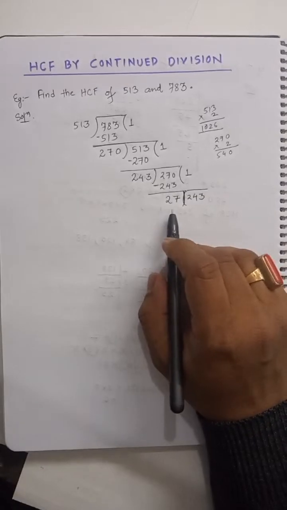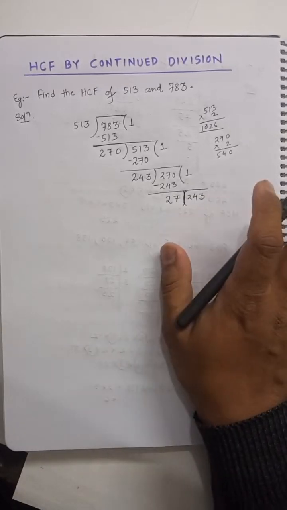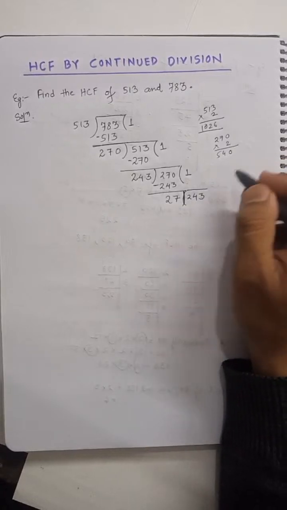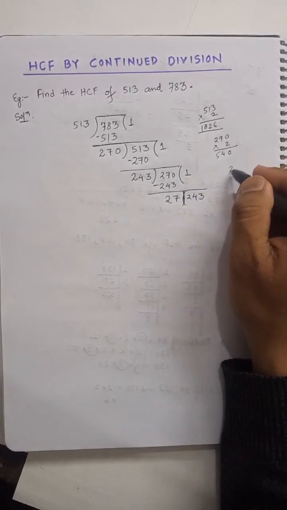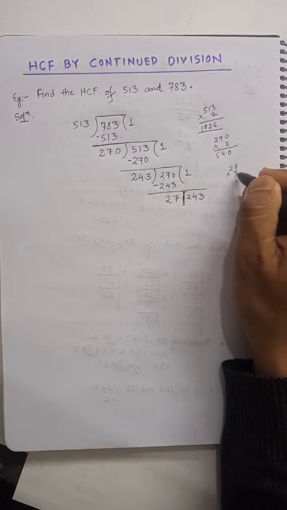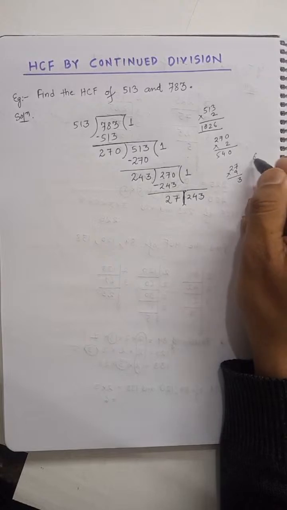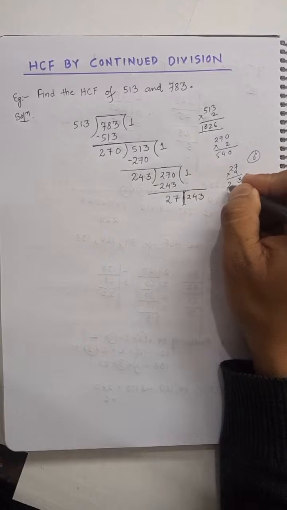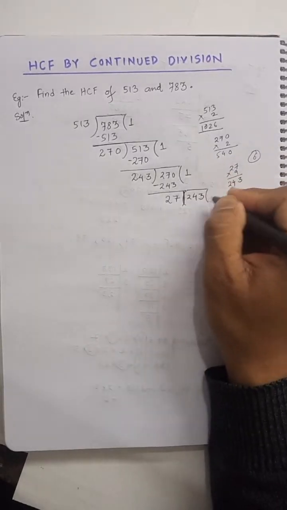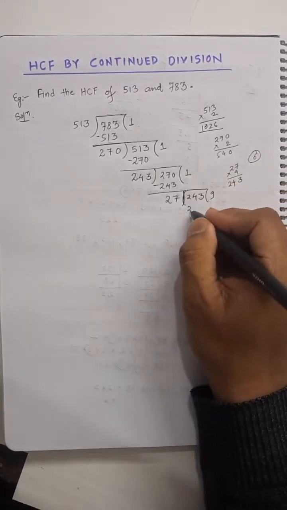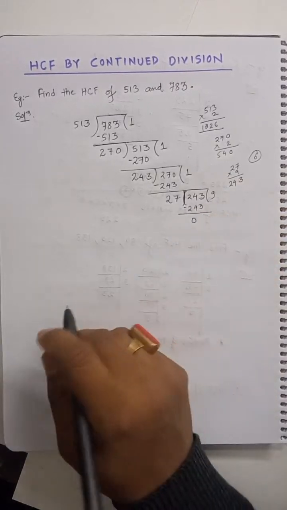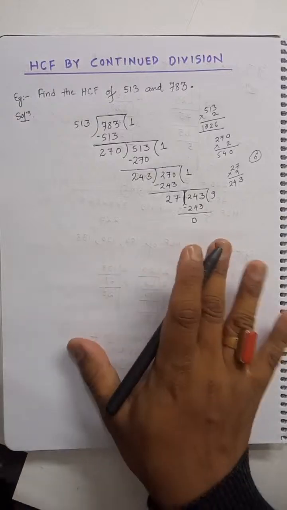I mean 27 into 10 is 270. So let's check it with 9, because this seems a large number, is it? So 27 into 9. 9 into 7 is 63. And 18, 19, 20, 21, 22, 23, and 24. Yes. So at this point, our remainder becomes 0. Okay. Now we have completed our division.